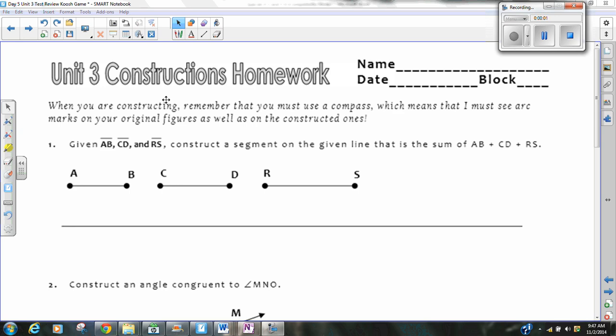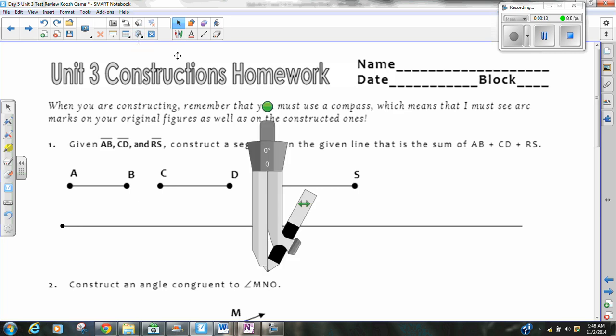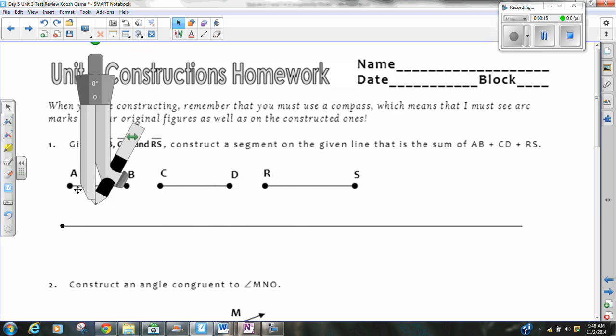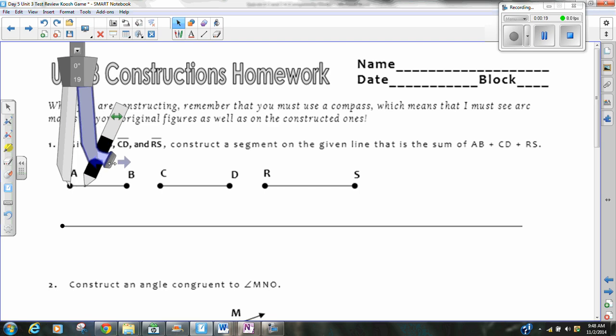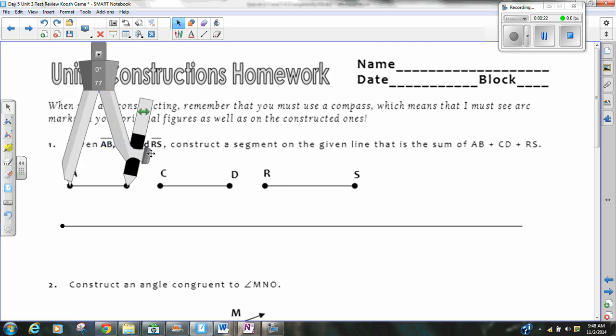To construct segments, what you need to first of all do is place a point, an endpoint, at the beginning of your segment, anywhere on your line. Then you're going to obviously need to pick up your compass because you cannot construct without your compass. So if you want to add AB, you literally have to measure AB with your compass.